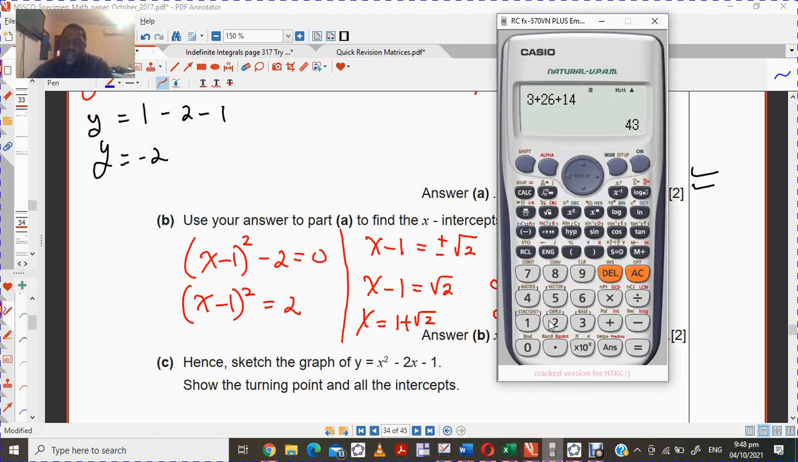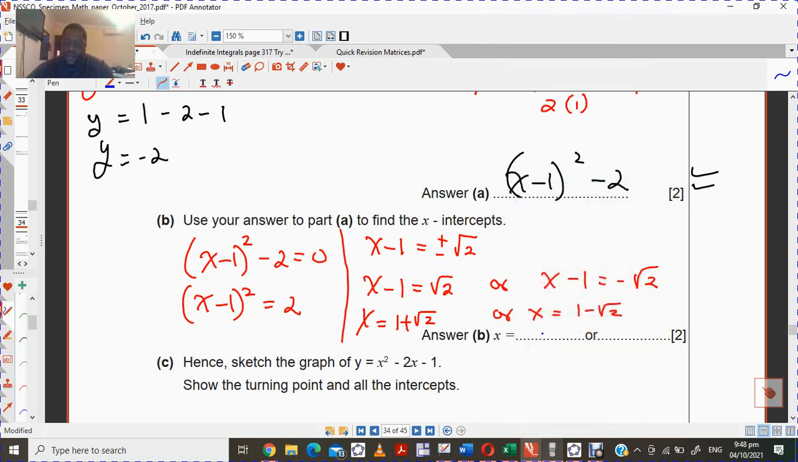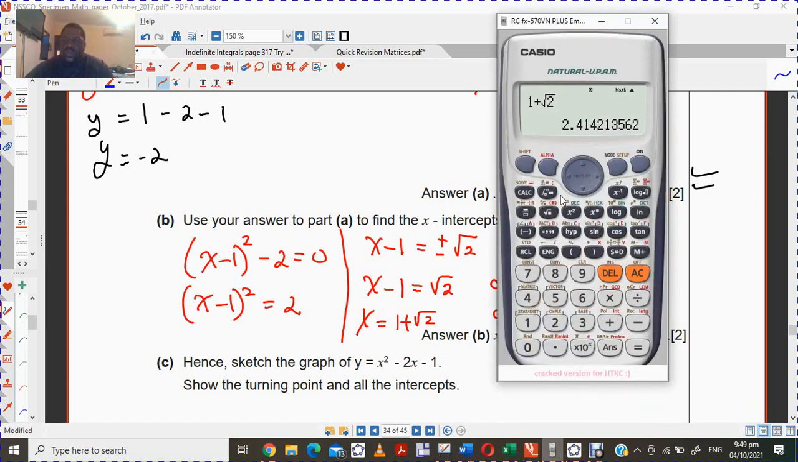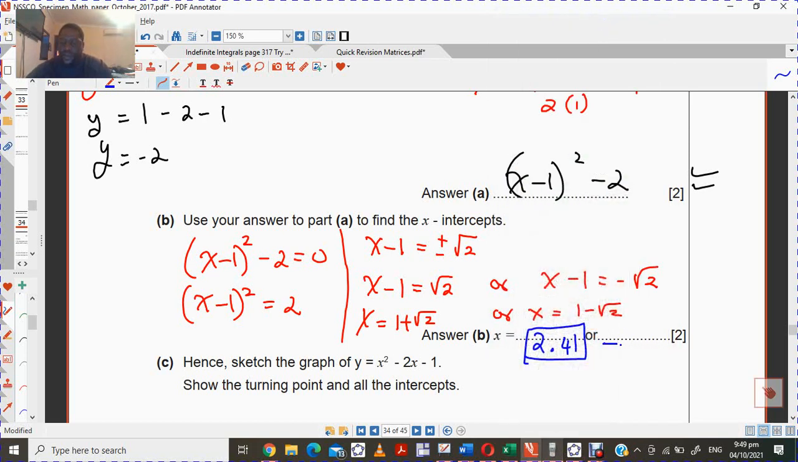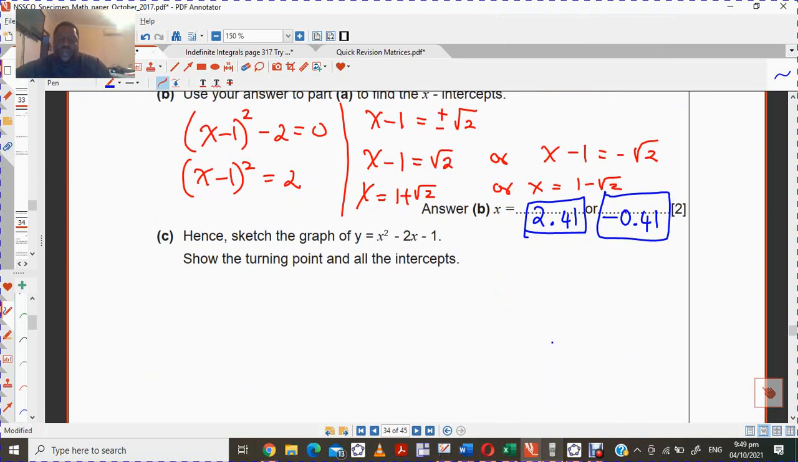You can go ahead and grab your calculator to find those values. One answer would be 1 plus root 2. It's about 2.41, so I'm going to have it here as 2.41. The other answer will be 1 minus root 2, which is negative 0.41. So these are my two solutions, to 3 significant figures.